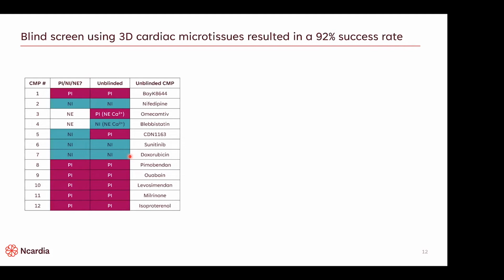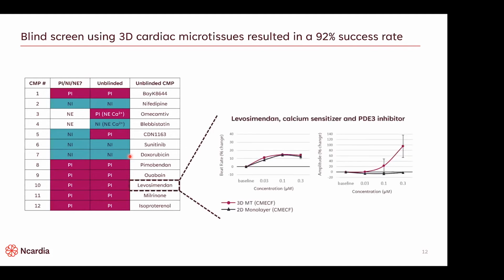But we were also interested in what the differences are, for instance, between the 2D model and a 3D model. So if we pick out one compound that is known to be a bit of a tricky compound, namely levosimendan, it is a calcium sensitizer and also PDE3 inhibitor.